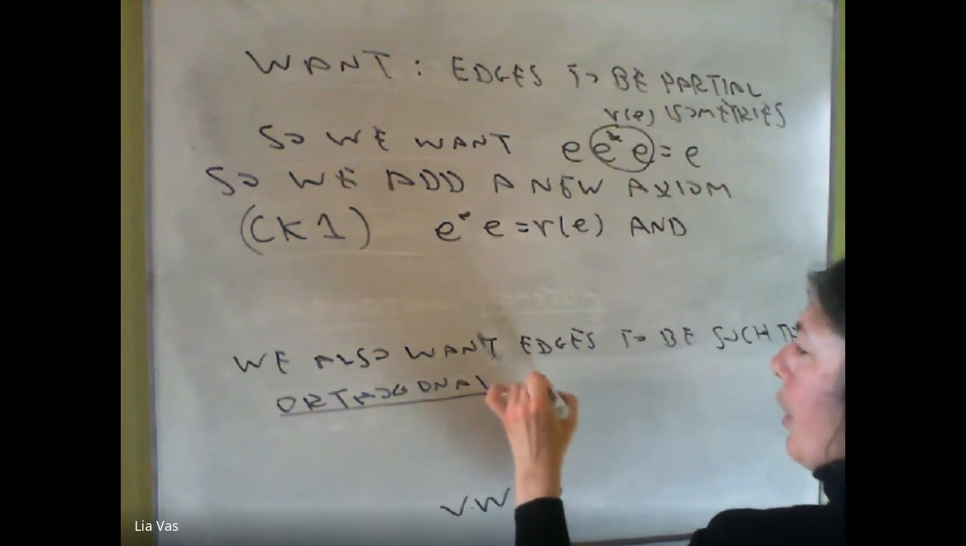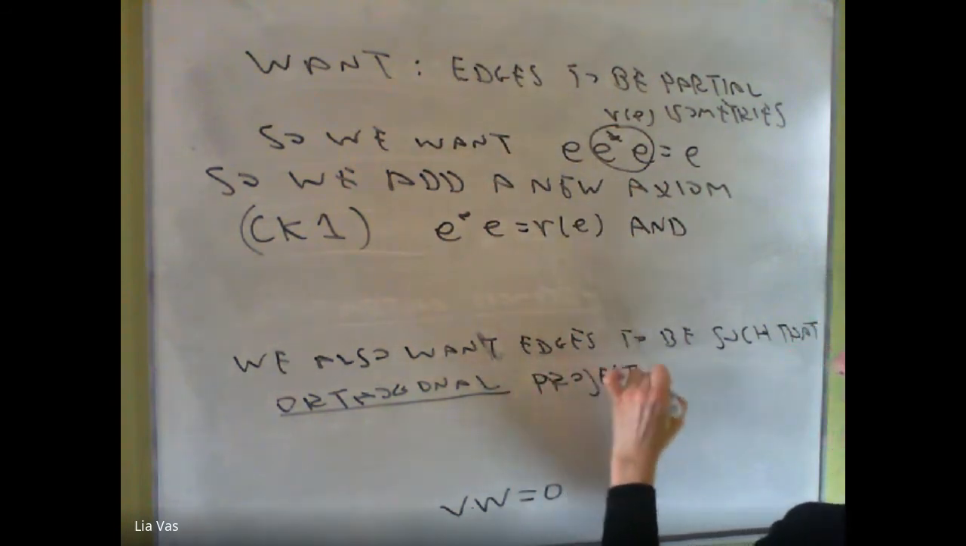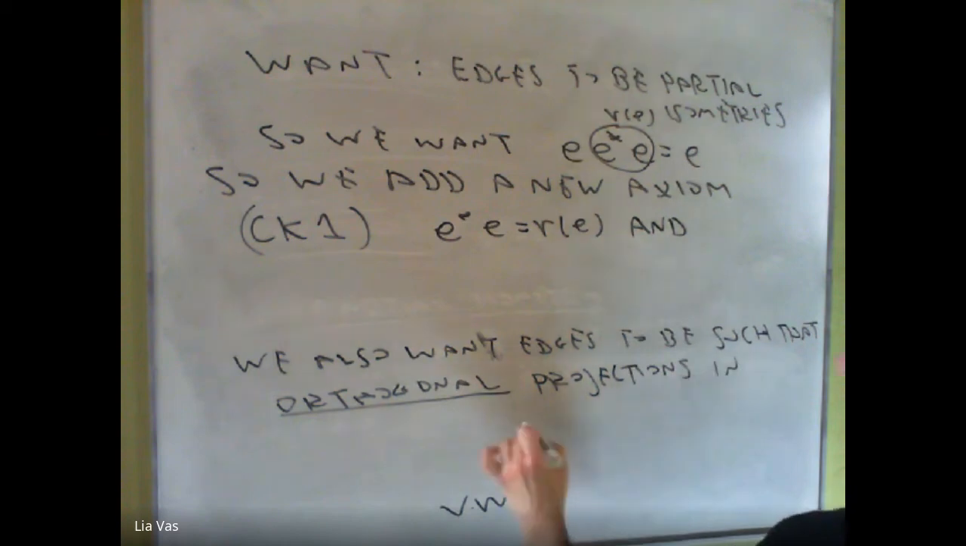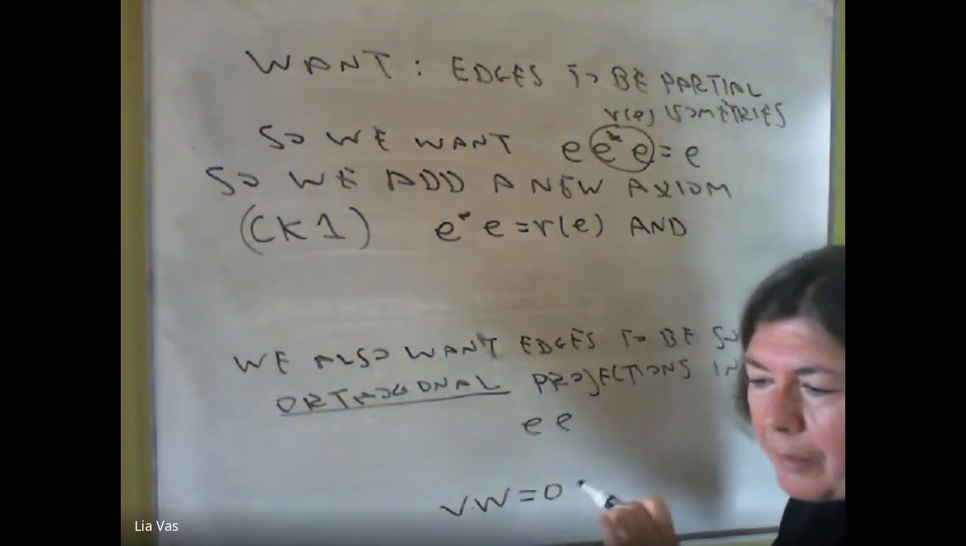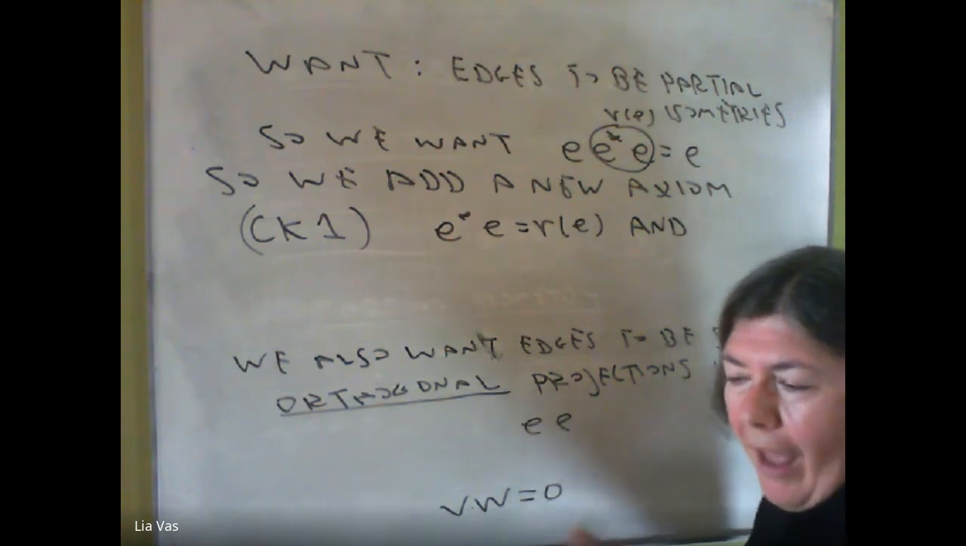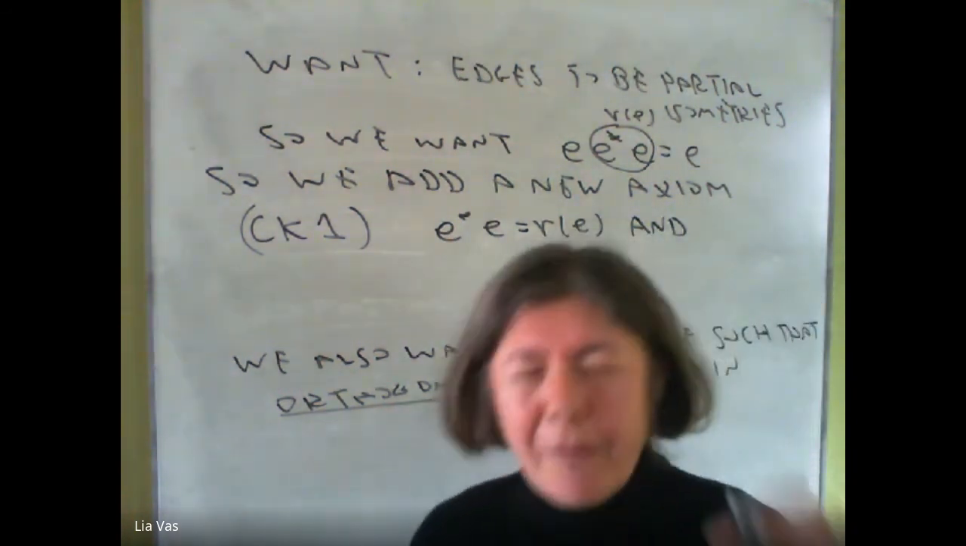we have orthogonal projections in E star E and F F star.